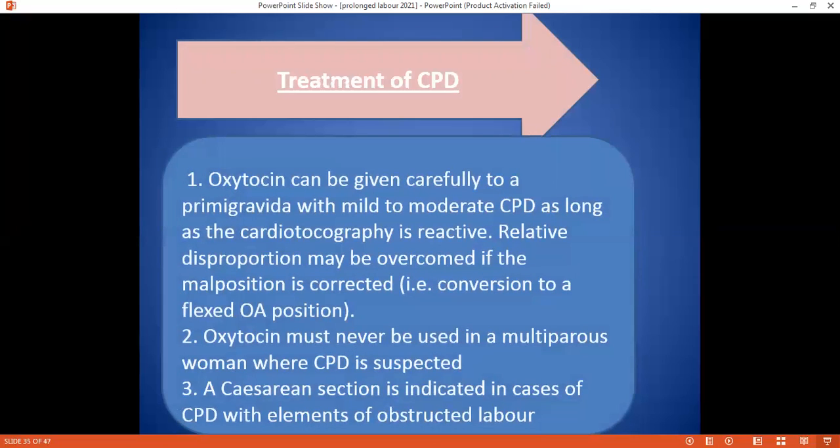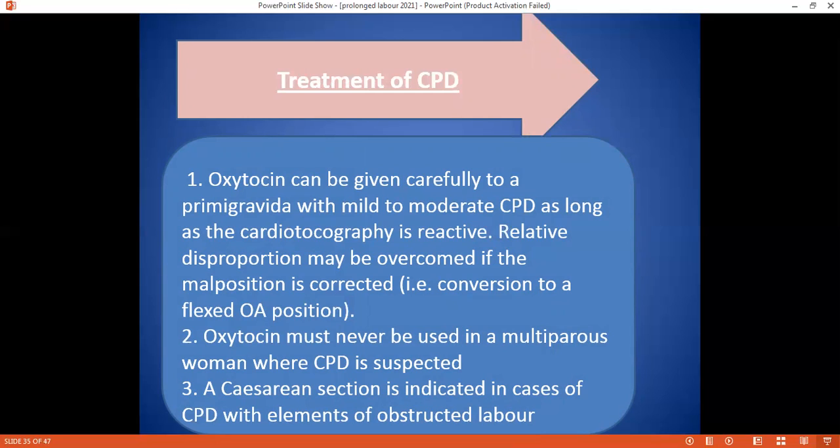Treatment of cephalopelvic disproportion. Oxytocin should be given carefully to a primipara with mild to moderate CPD as long as the cardiotocography is reactive. Relative disproportion: sometimes the disproportion between the fetal head and the pelvis is mild, and this can be overcome by good uterine contraction.